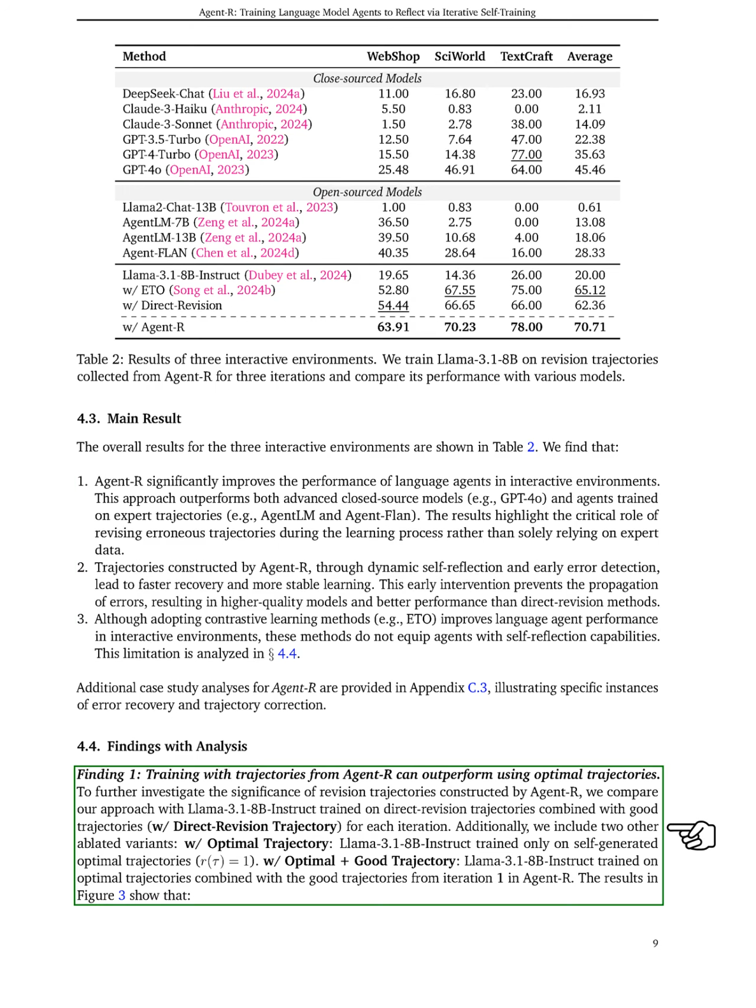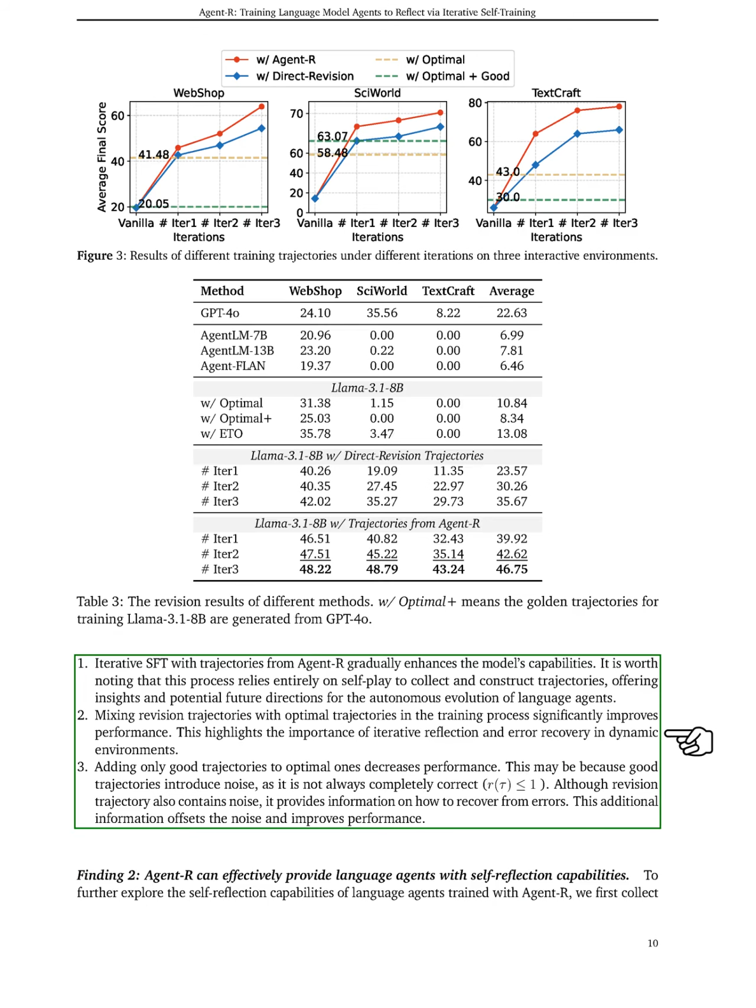The results show that iterative supervised fine-tuning with Agent R trajectories gradually improves the model's capabilities, highlighting the value of mixing revision trajectories with optimal ones for better performance. However, adding only good trajectories can reduce performance due to potential noise, while revision trajectories provide valuable error recovery information. Furthermore, we explore how Agent R equips language agents with self-reflection capabilities.